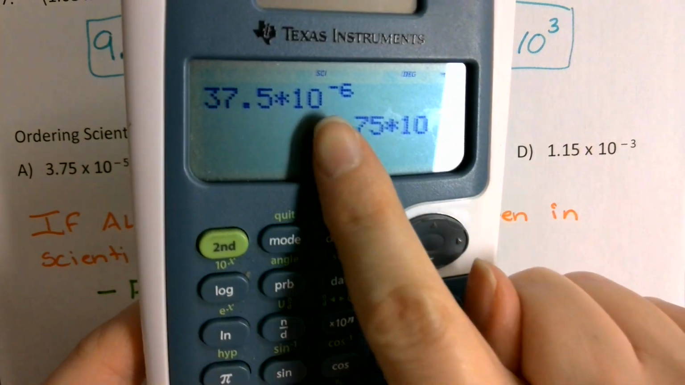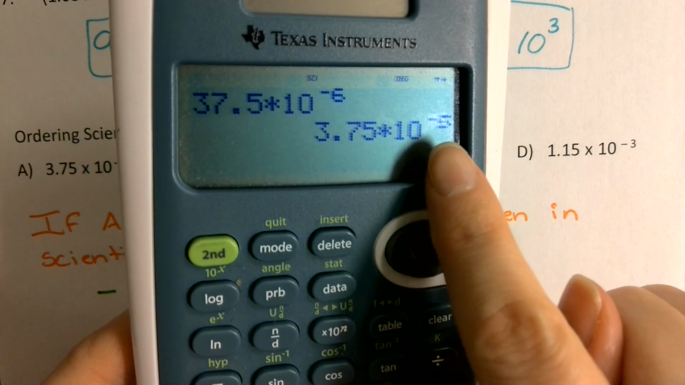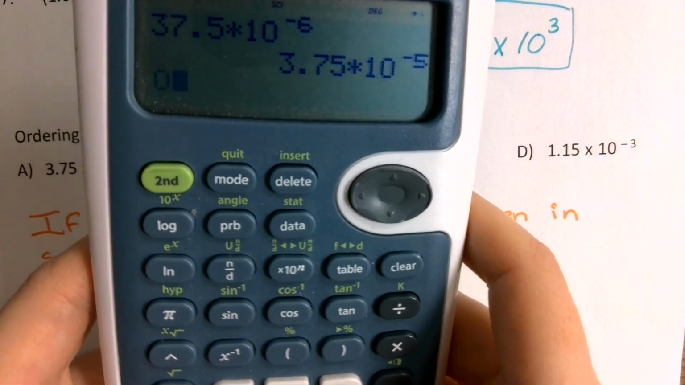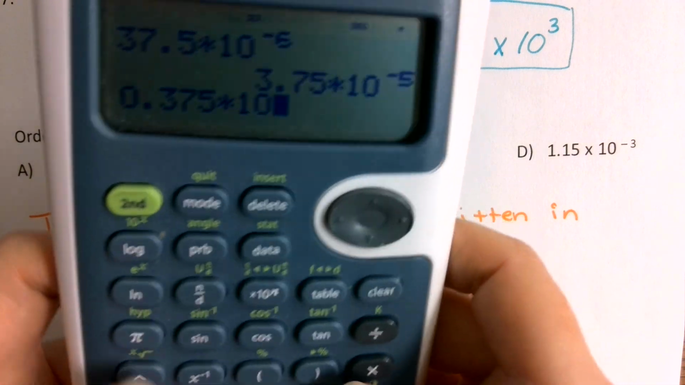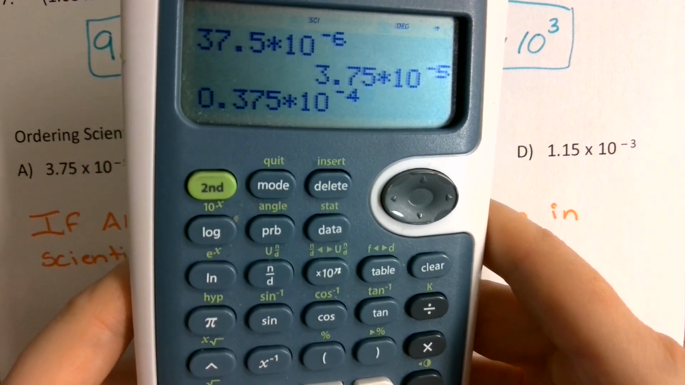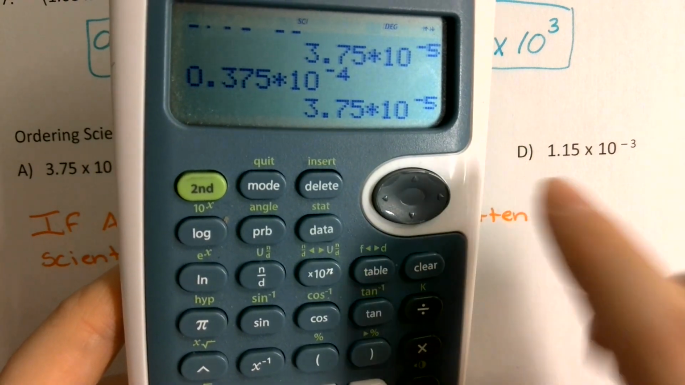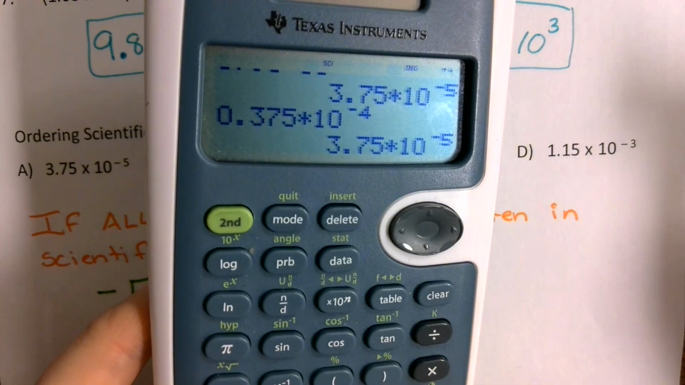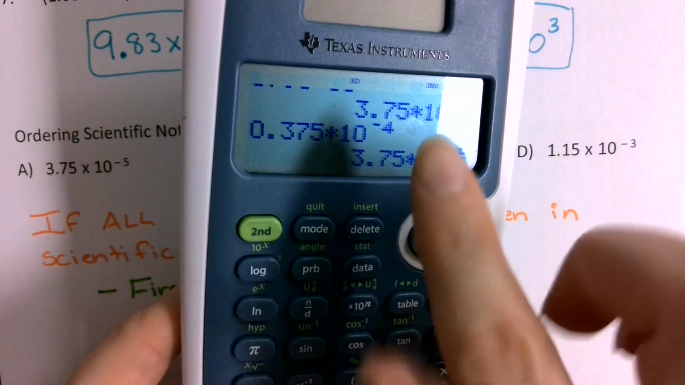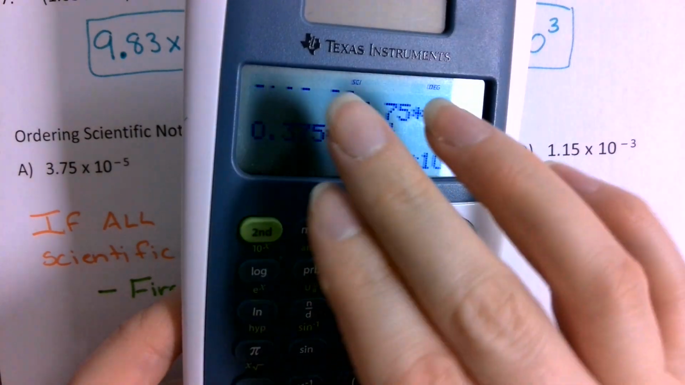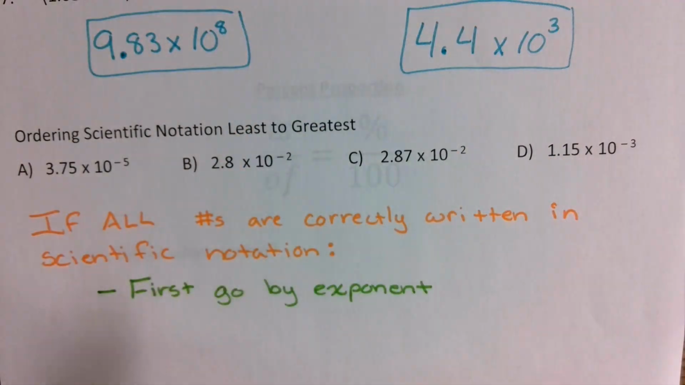So 37.5 times 10 to the negative 6 is the exact same thing as 3.75 times 10 to the negative fifth. Same thing here. If I did 0.375 and then times 10 to the negative fourth, it's also going to come out as 3.75 times 10 to the negative fifth. Okay? So if you notice that there is a value that's not in scientific notation, then type it into your calculator exactly as you see it, hit enter, and if you're in scientific mode, it'll tell you what it looks like in scientific notation, and then you can write that down.